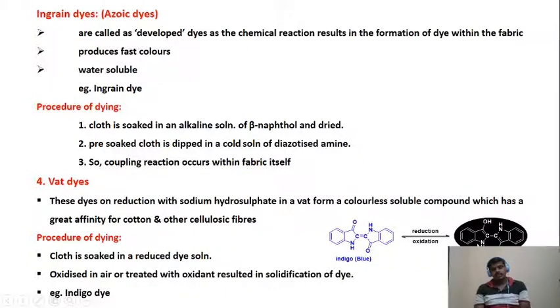Now into this colorless solution you put your cloth, and then you oxidize the cloth using air or any oxidant, so that the indigo white present in the colorless form becomes solidified to give the indigo blue color. So this is how vat dyes work.